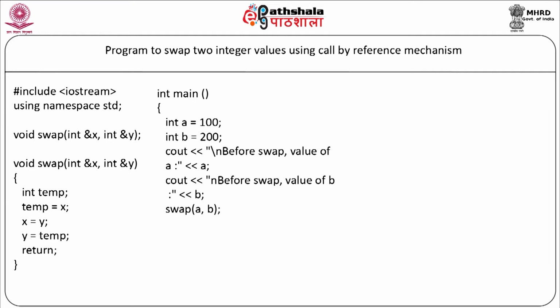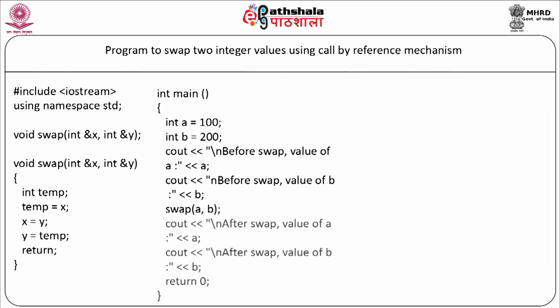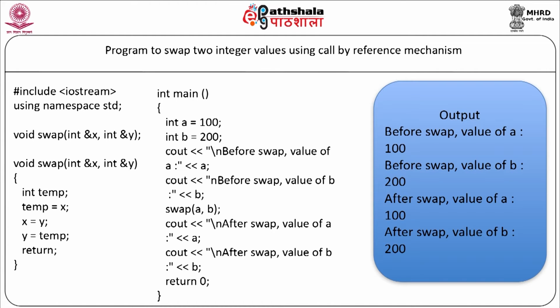Now after the call, we are printing the values on the screen: cout after swap value of a is a, cout after swap value of b is b, return 0, and the main program will end. When the above code is put together in a file, it will produce the result: before swap value of a is 100, before swap value of b is 200. Now we will call the function swap(a, b).